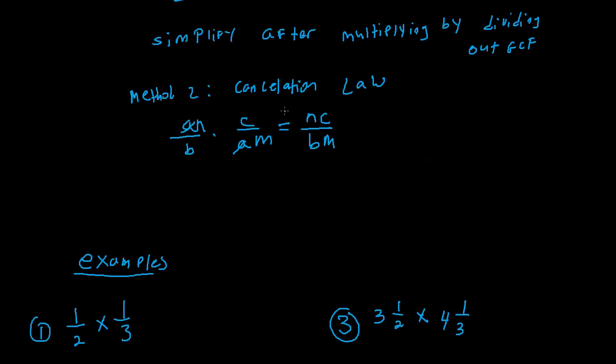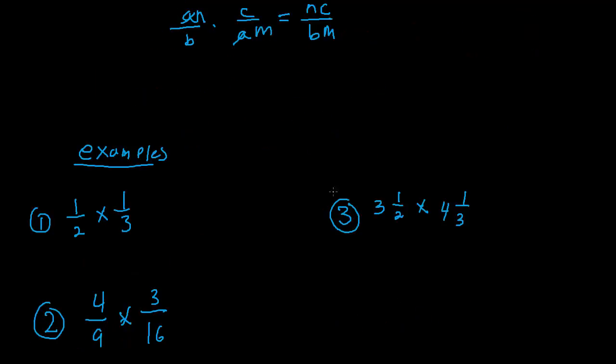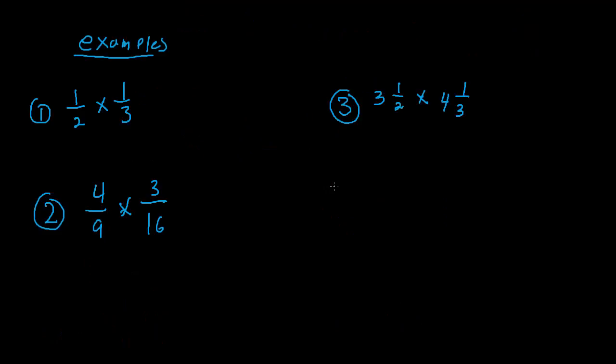The other rule is the cancellation rule. I don't know if you can see this, but this is a over b times c over a m. As you can see, they both have an a in common, so you can cancel out the common factor and you get c over b m. And I want to try both rules with you, both multiplying across and the cancellation rule. So let's look at the examples that I wrote here.